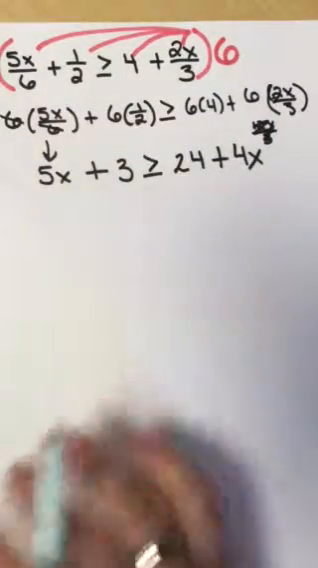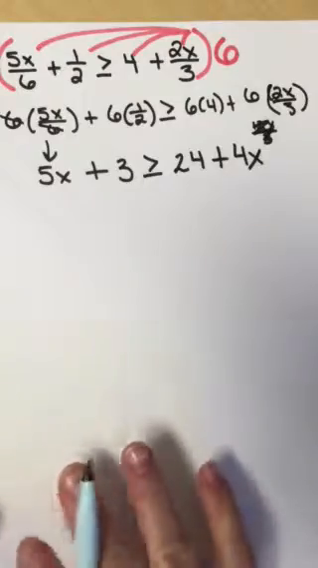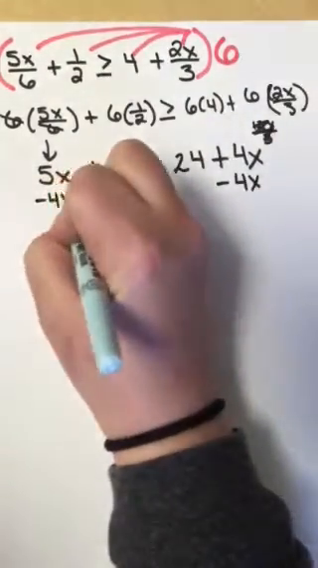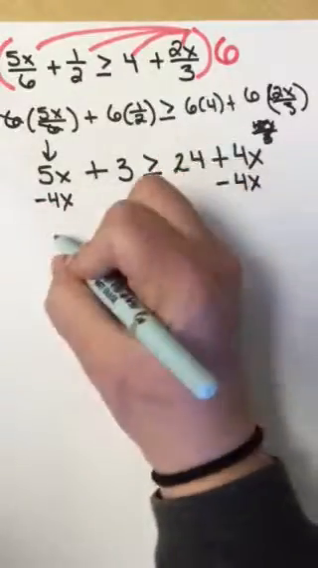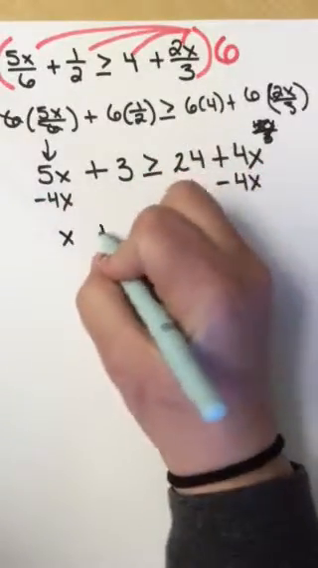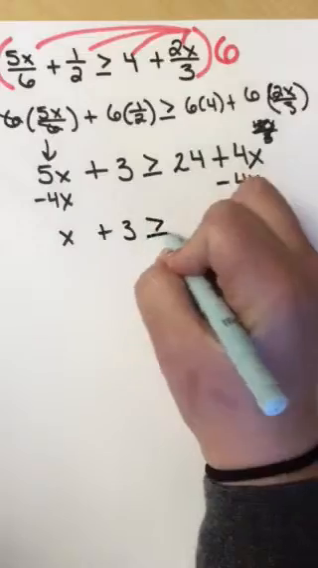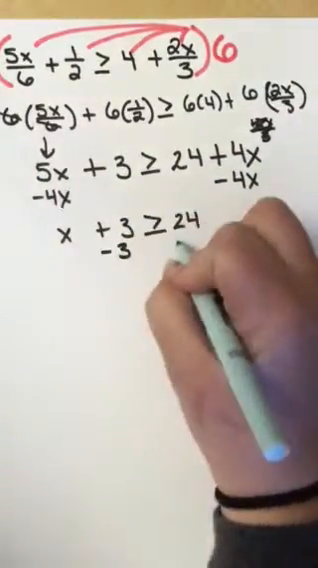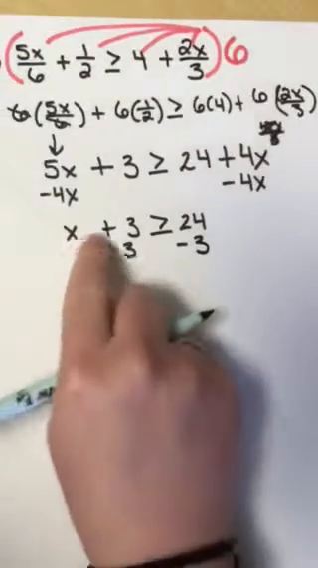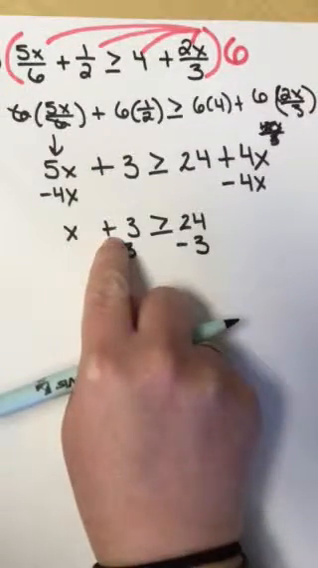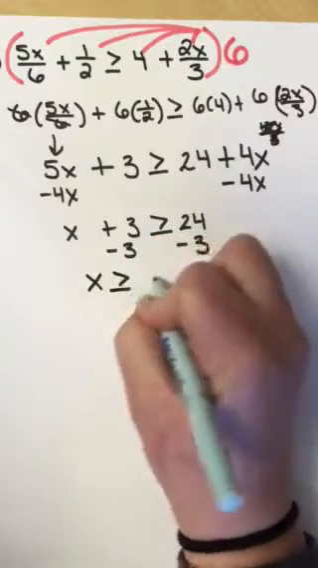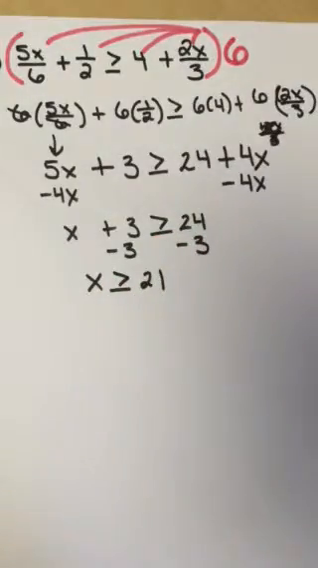So we're just going to solve it. Apples and apples, oranges and oranges. I'm going to subtract my 4x over. 5x minus 4x is going to get me an x, plus my 3 is greater than or equal to 24. Minus 3, minus 3. x is playing with 3, they're adding, to unadd we're going to subtract. x is bigger than or equal to 21.